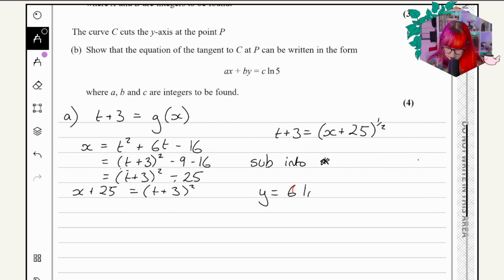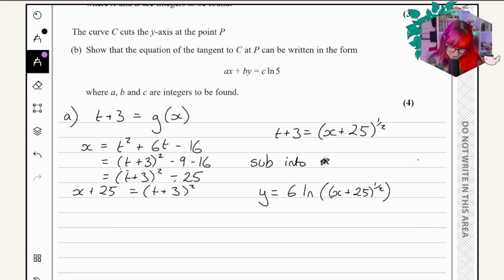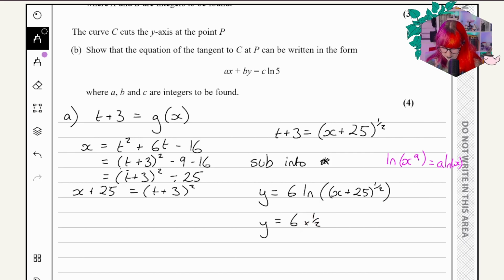So we get y is 6 ln, and then it was t plus 3, but now it's going to be x plus 25 to the power of a half. And with a log law, ln of x to the a is a ln x, so that means that we can take that half out in front. That gives us y is 6 times a half ln of x plus 25, or in total y is 3 ln of x plus 25.